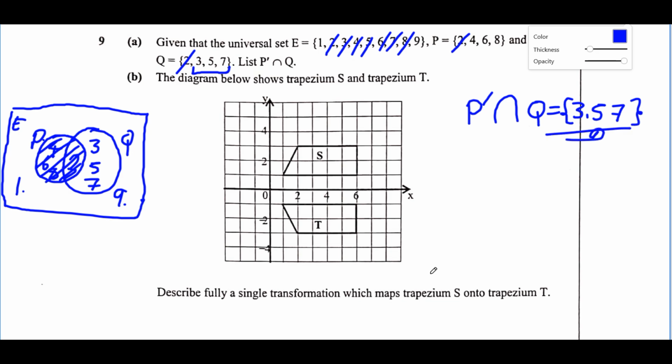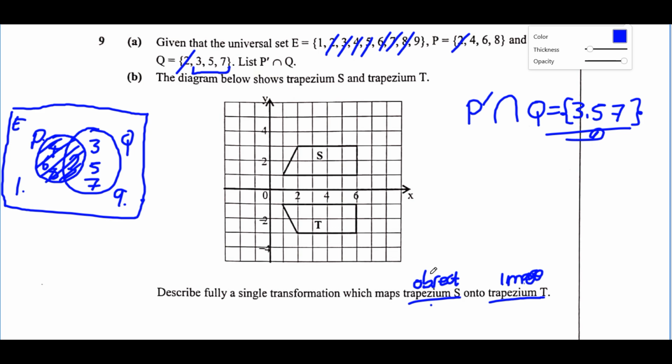Right, so we move on to question B. The diagram below shows trapezium S and trapezium T. Describe fully a single transformation which maps trapezium S. So this is an object because it's what changed into another figure. Then this is trapezium T. So this is our image because this was what was formed. So maps simply means to change.